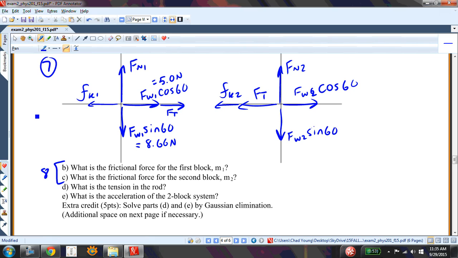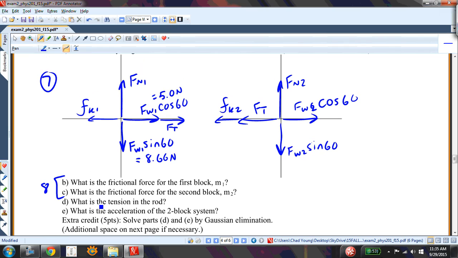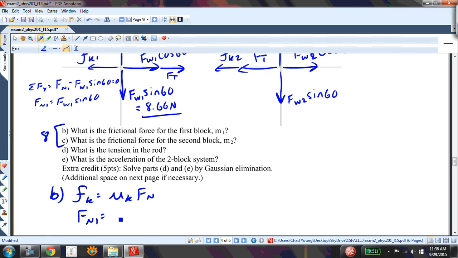What are the frictional forces? In order to know the frictional forces, so this is for B and C actually, Fk is equal to mu k times the normal force. So I just need to know what is Fn1 and what is Fn2. Fn1 is equal to, if I look at the sum of the forces in the y direction, Fn1 minus Fw1 sine of 60 equals 0, so Fn1 is equal to Fw1 sine of 60. You didn't have to go through all these steps, but that's how you get it. So Fn1 is just 8.66 newtons.